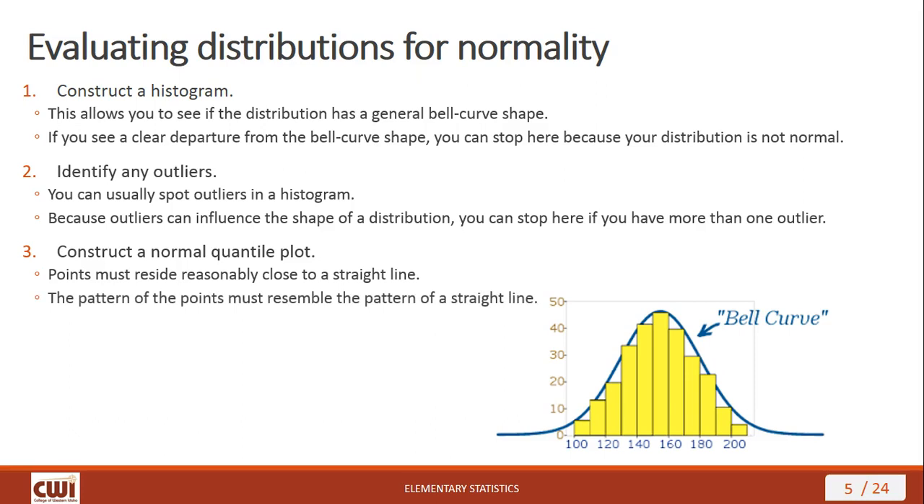However, the pattern of points must resemble the pattern of a straight line. Now, there's some occasions where it's very clear that a straight line does not exist. We're going to look at some examples here shortly. But generally speaking, if it more or less follows the straight line that you see there, given in the QQ plot, then you can say that, yeah, it's reasonably normally distributed.